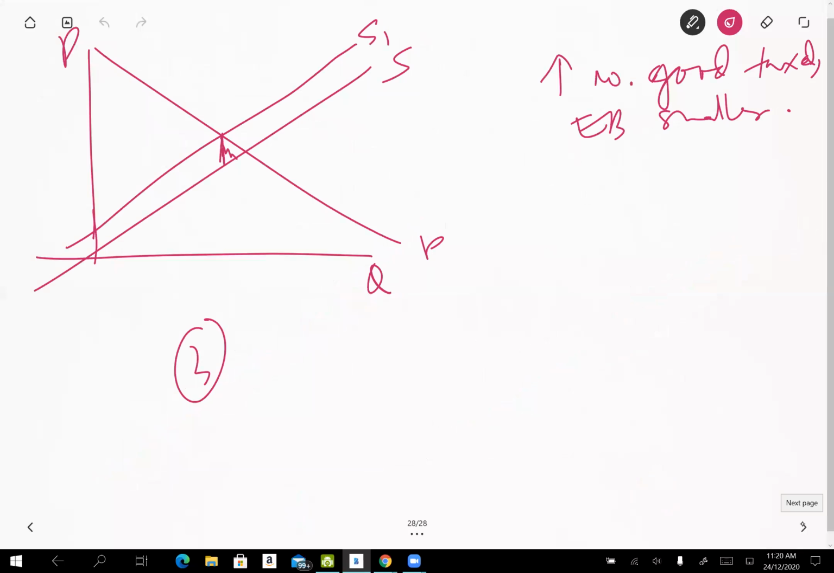Anything else I missed? I've done the ad valorem, I've done the optimal taxation. So the elasticity rule is the inverse elasticity rule.